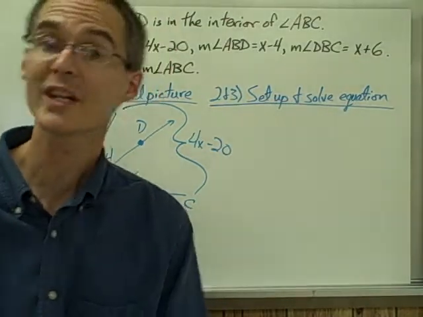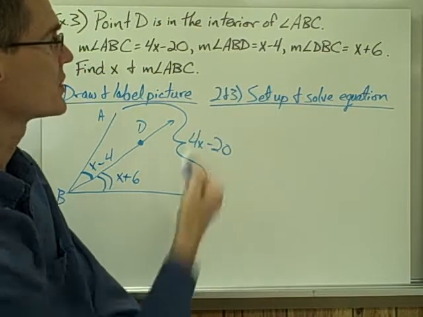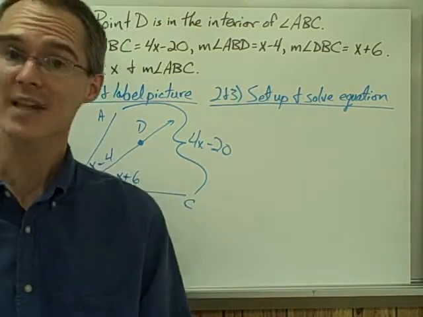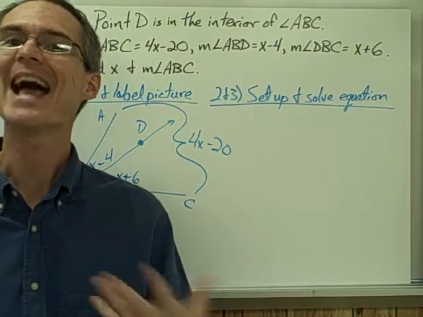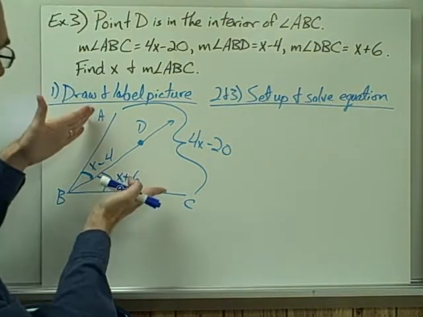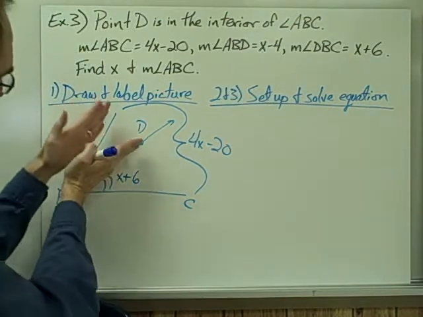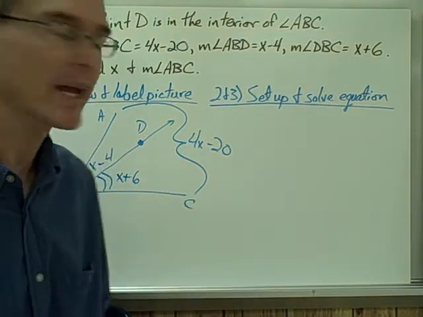Okay, so I've drawn and labeled my picture, so I've got step 1. Now I need step 2, which is to set up my equation. In this case, I know that the problem-solving tool that I'm going to use is the angle addition postulate, the one I just learned, because I've got a picture here in which I have two small angles that are going to add together to give me my larger angle.